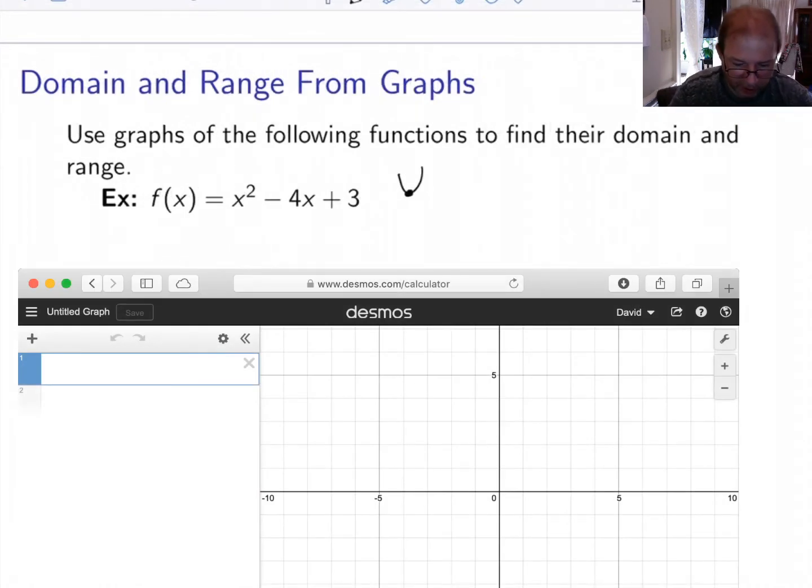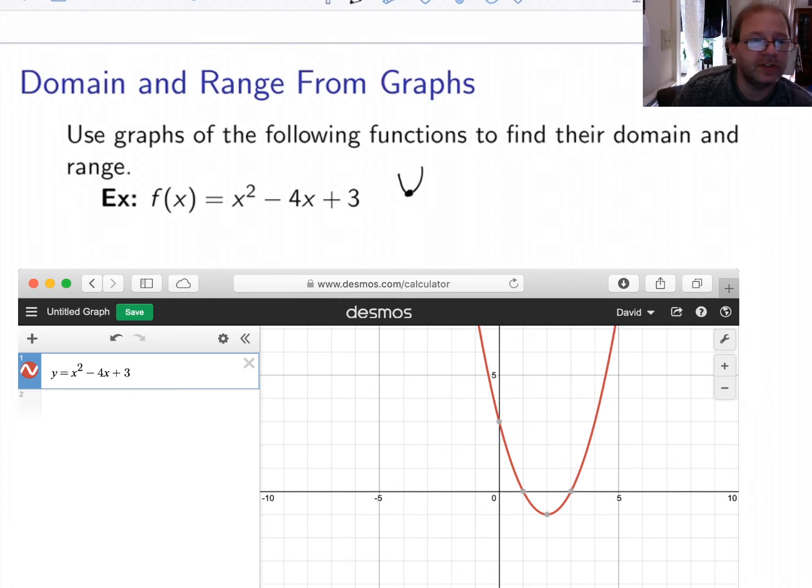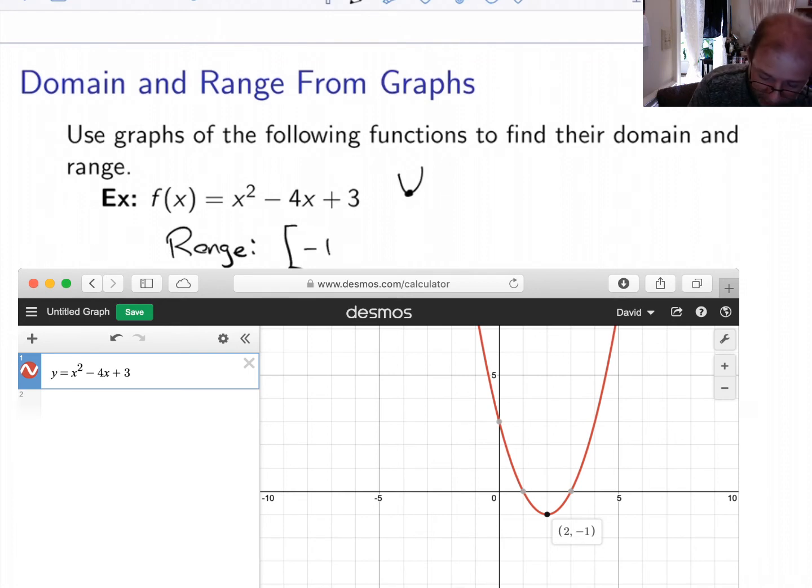If I put in y equals x squared minus 4x plus 3, we can see here's our parabola. And the vertex there is (2, negative 1). So the range here is everything from negative 1 to infinity. And the domain is going to be all reals.